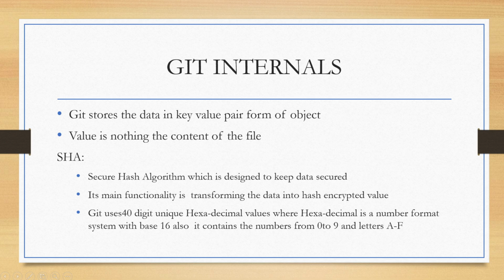Git internals. Git actually stores the data in key-value pairs, and Git creates only in the form of objects. The value is nothing other than the content of the file. SHA can be expanded as secure hash algorithm, which is designed to keep the data secured. Its main functionality is transforming the data into a hash encrypted value. Git uses a 40-digit unique hexadecimal value, where hexadecimal is a number format system which has a base 16. Also, it contains the numbers from 0 to 9 and the letters A to F.